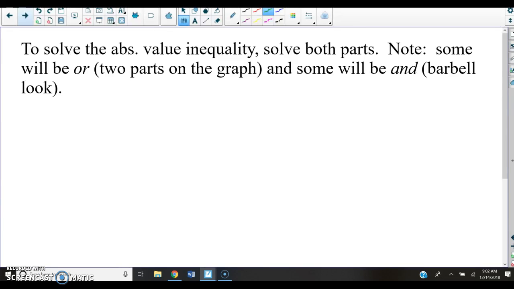To solve the absolute value inequality, you solve both parts. Some will be ors, so they're going to usually go opposite directions. And some will be ands, and the ands look like a barbell. Okay?